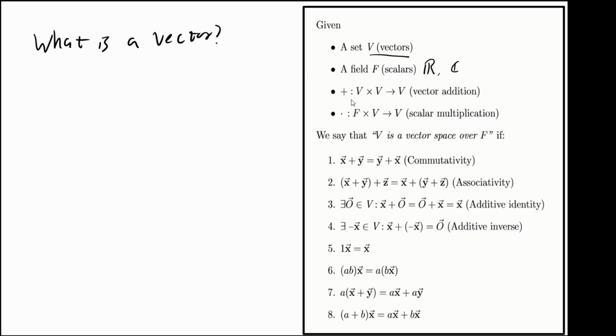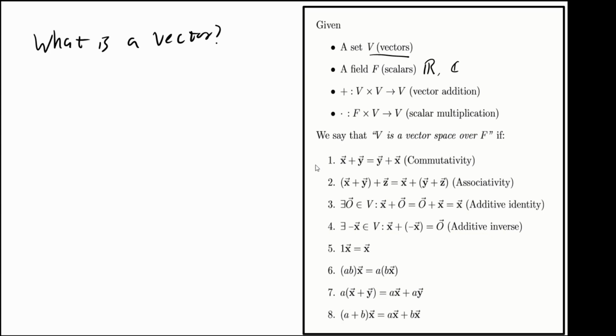We need a way to add vectors together to get another vector. So if I add two vectors, I get another vector. I need a way to multiply a scalar by a vector, and it needs to result in another vector. So given these, I can say that V is a vector space over F if the following 8 properties hold.